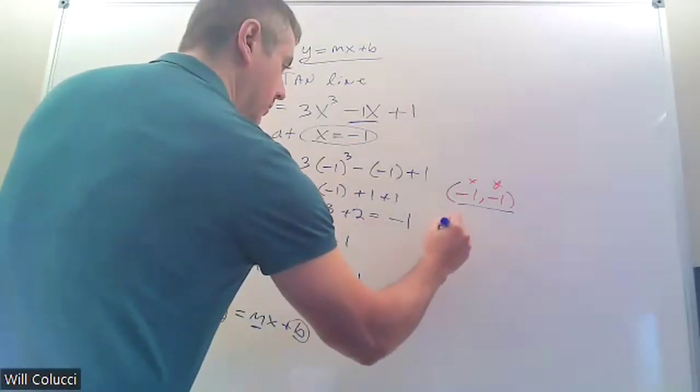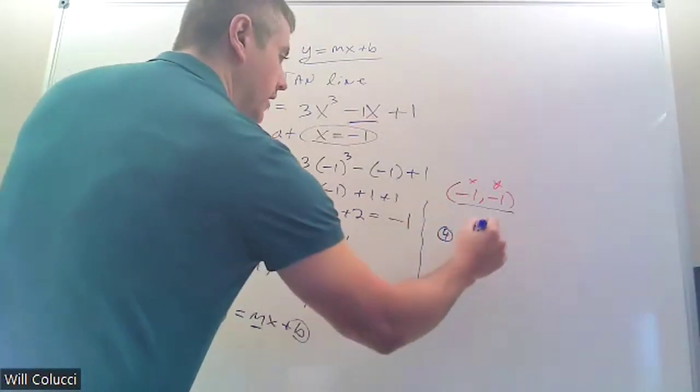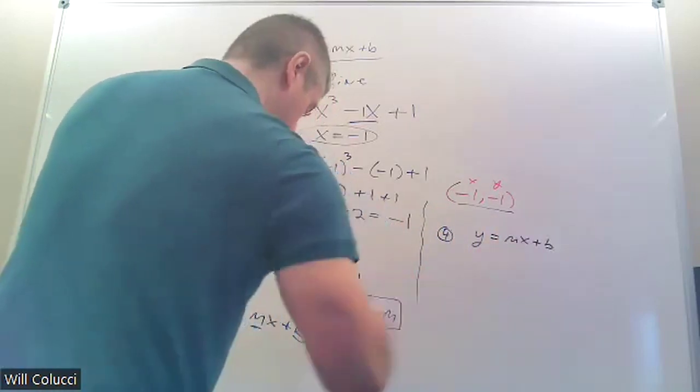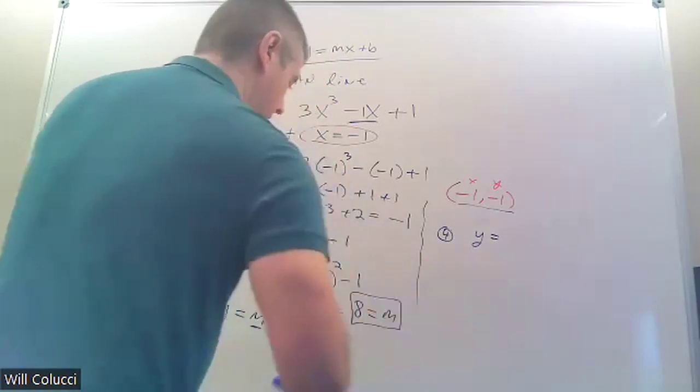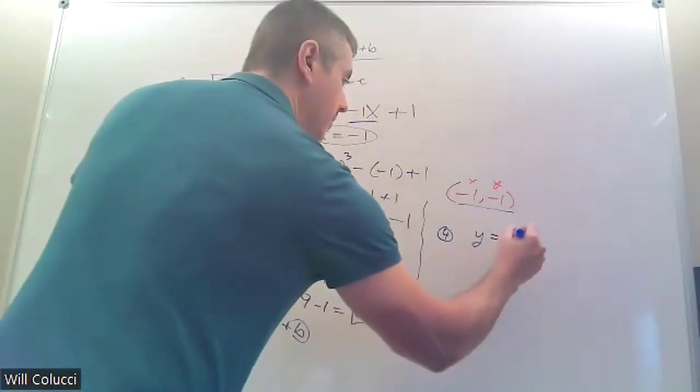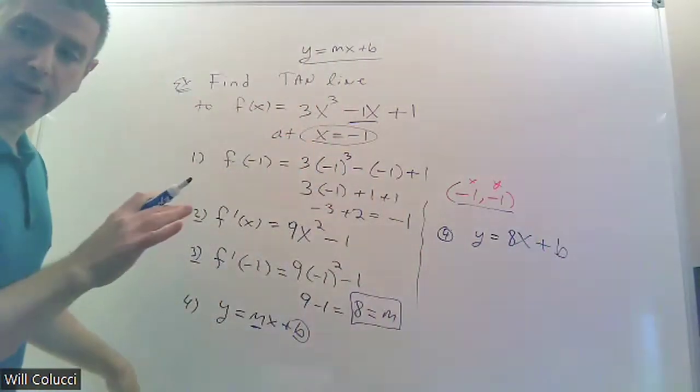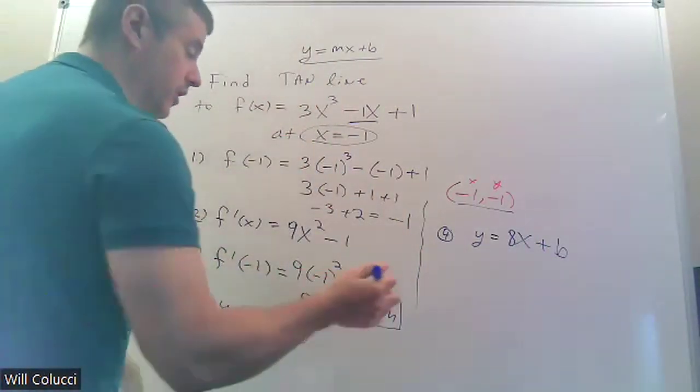So just continuing step 4 over here. So I'll write it again. Actually, you know what? I'll write it with the m. And then I'll put the point. M is 8. That's my line. 8x plus or minus something. I have no idea what it's going to be.